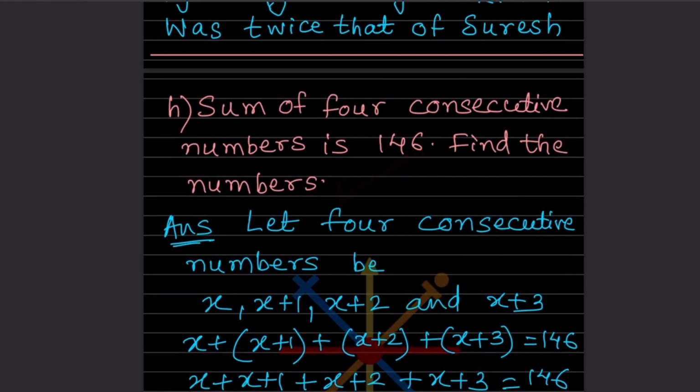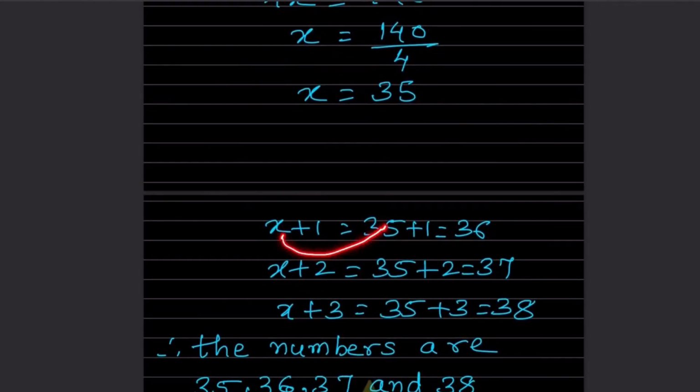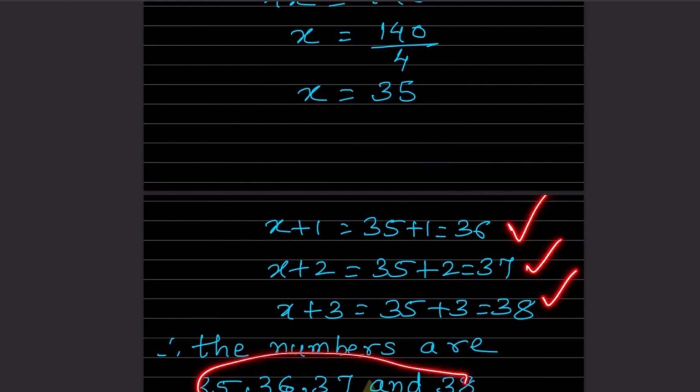So here what did they say? Find the numbers. So it's not done. These are the numbers given, right? So we got x as 35. So x plus 1 is going to be what? 35 plus 1, that is 36. Again 35 plus 2, that is 37. Here 35 plus 3, that is 38. So the numbers are 35, 36, 37 and 38.